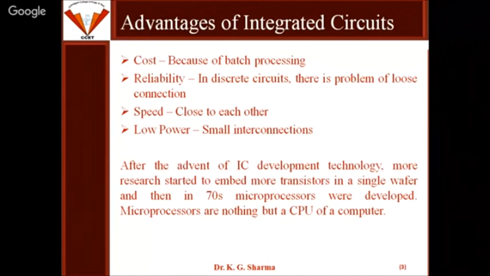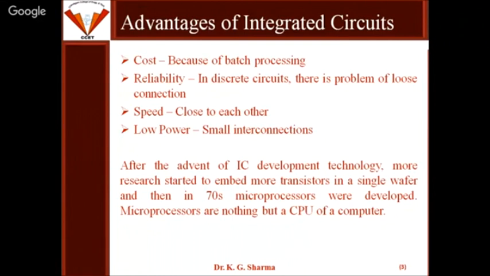The next point is reliability. In discrete circuits, there are so many problems, along with loose connections, short circuits, and so many others. But reliability in the case of ICs is much better. If we talk about speed, because the components are placed in the vicinity, close to each other, the speed is much increased, as well as delays decreased.